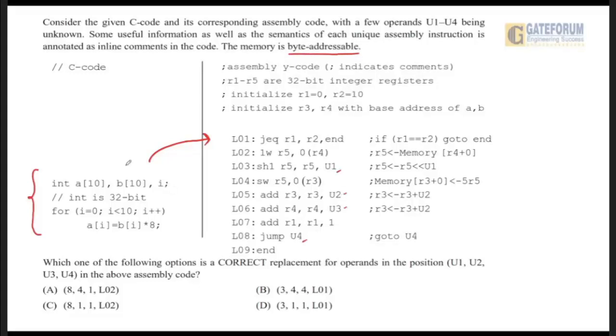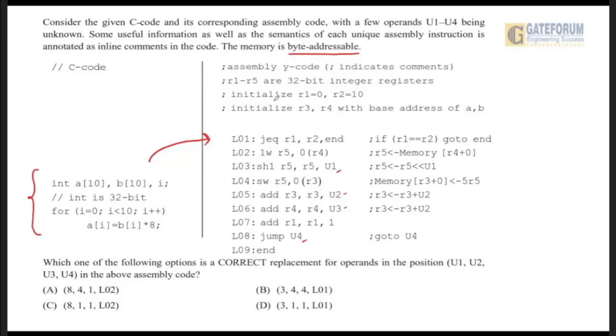First let us see the C code and what it is doing. There are two arrays, A and B. The loop is executed and each value of array B is multiplied by 8 and then stored in the array A. This functionality has to be performed, and we will see the corresponding code in assembly language. Let us see what it is doing.